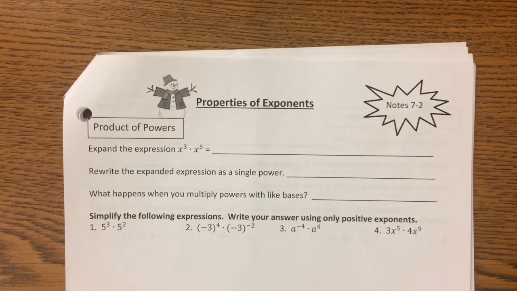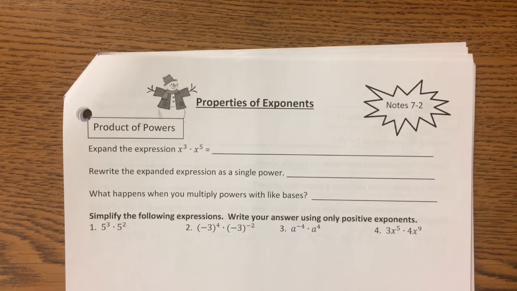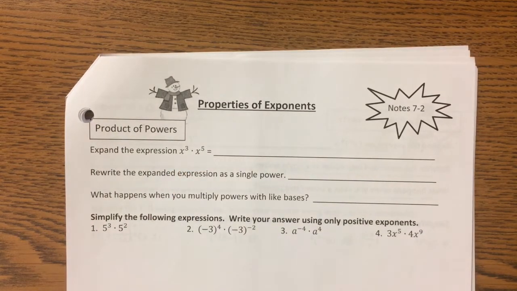So the first property we're going to discuss is the product of powers. What happens when you multiply two powers that have the same base? So for example, if I've got x cubed times x to the fifth, one way to think about this is to break it down into what the exponent actually means.